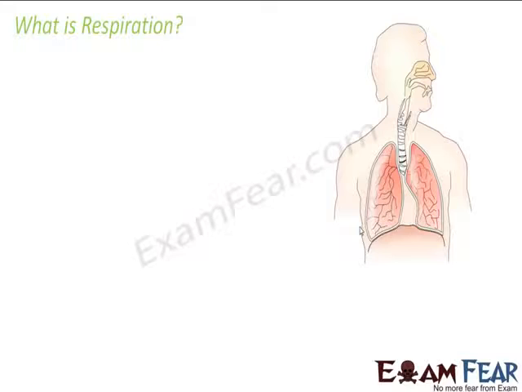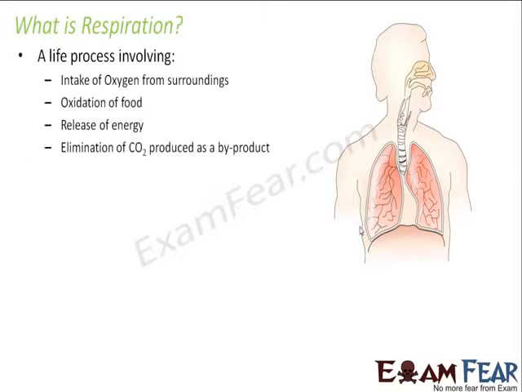Let us try to define respiration. So respiration has got two aspects. One aspect is the oxidation of the assimilated molecules. The other aspect is the way by which it obtains oxygen, because we saw in the previous slide that for oxidation of that molecule, oxygen was needed. So how to obtain that oxygen? That is to be obtained from outside. So that gaseous exchange is another aspect of respiration. So respiration is a life process which involves intake of oxygen from surroundings, right?